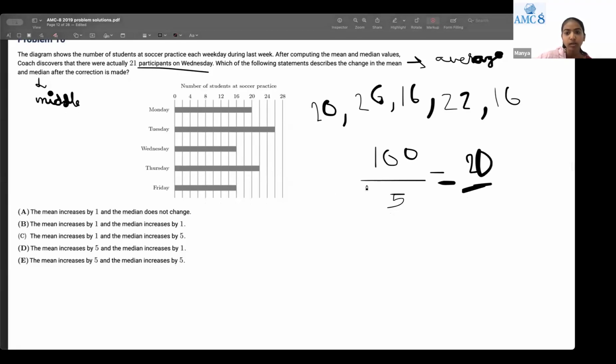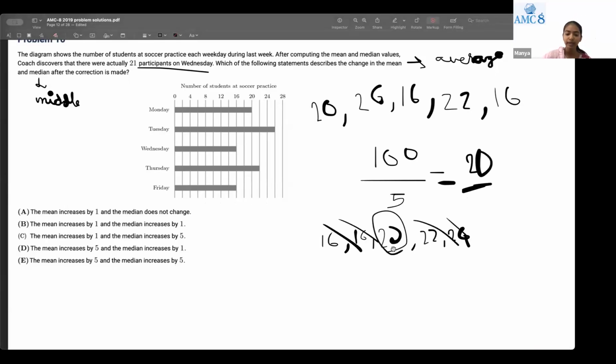To find the median, we need to arrange these from least to greatest. So it's going to be 16, 16, 20, 22, and 26. And we can start off by crossing out the left side and the right side. And then we'll be left with the number 20 right in the middle.